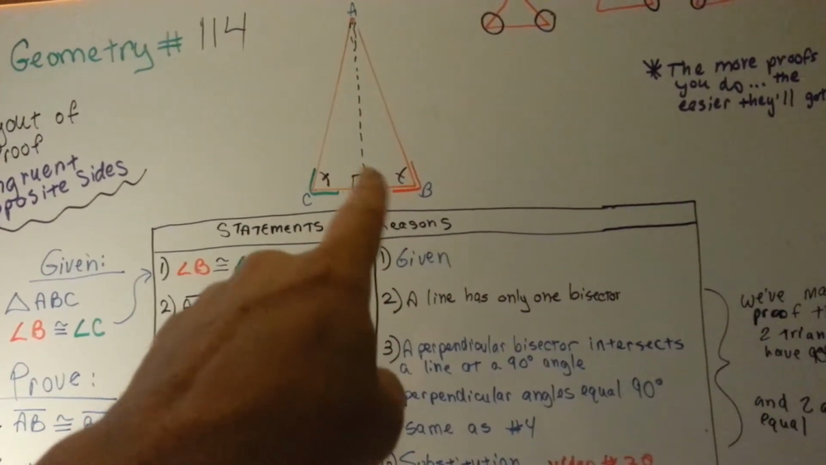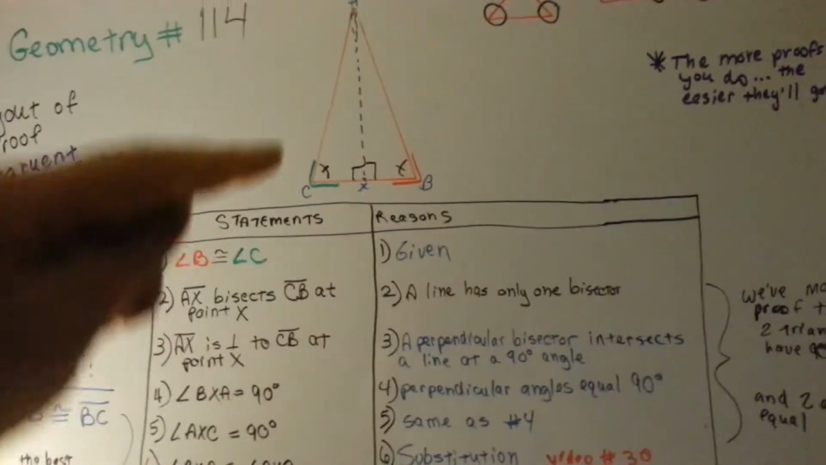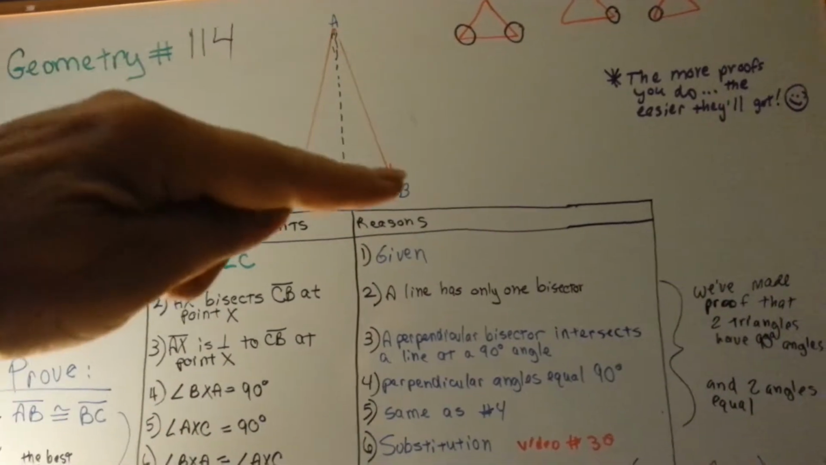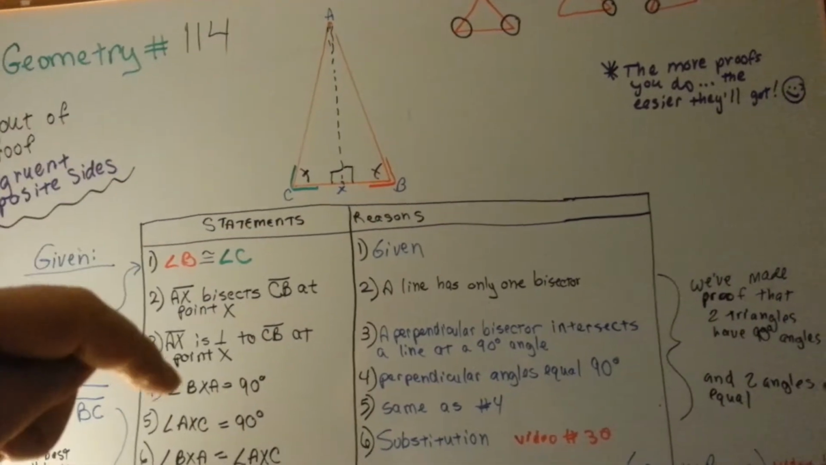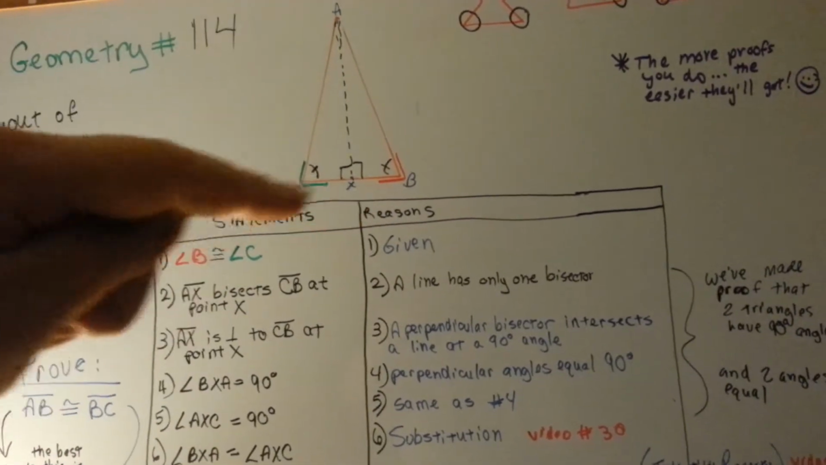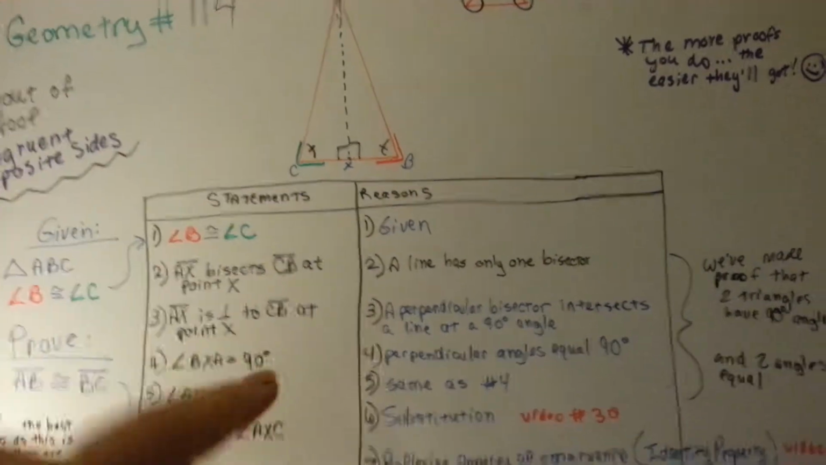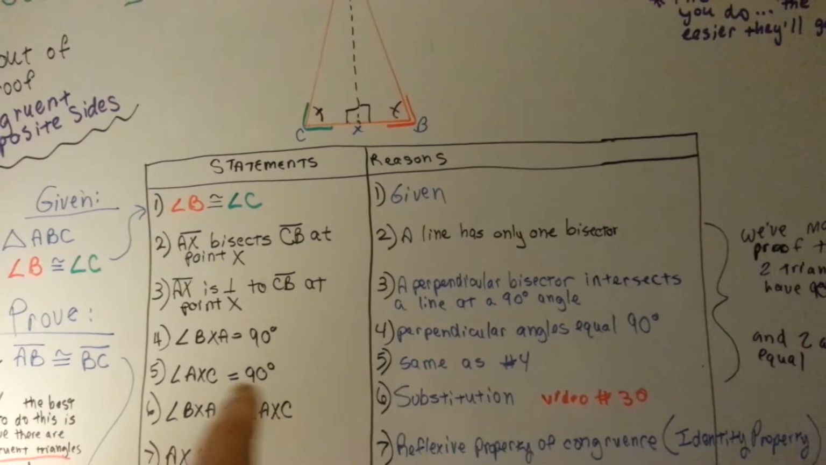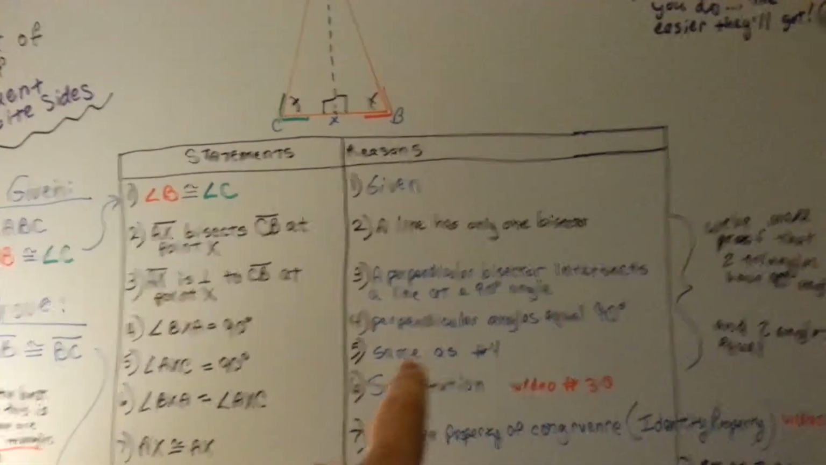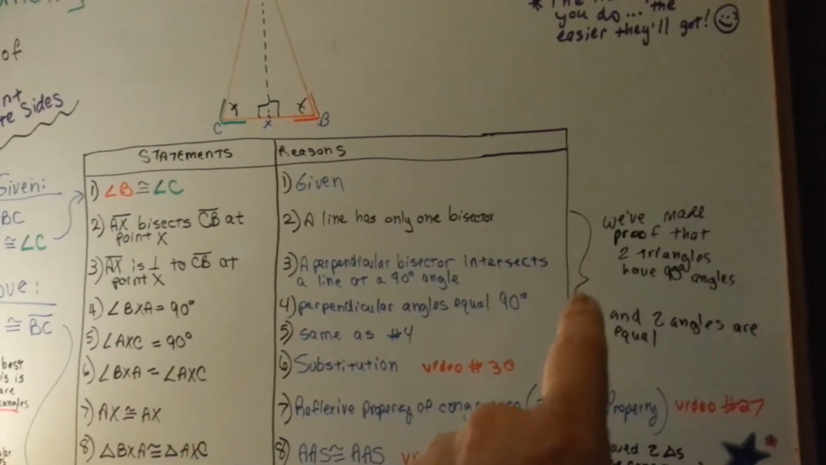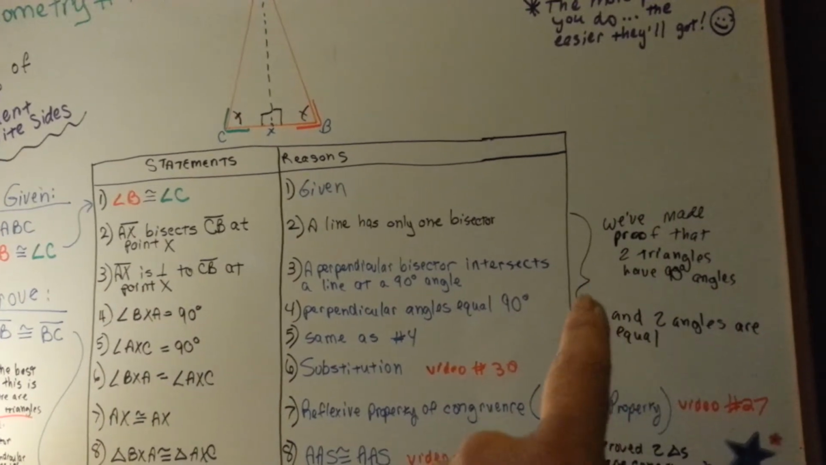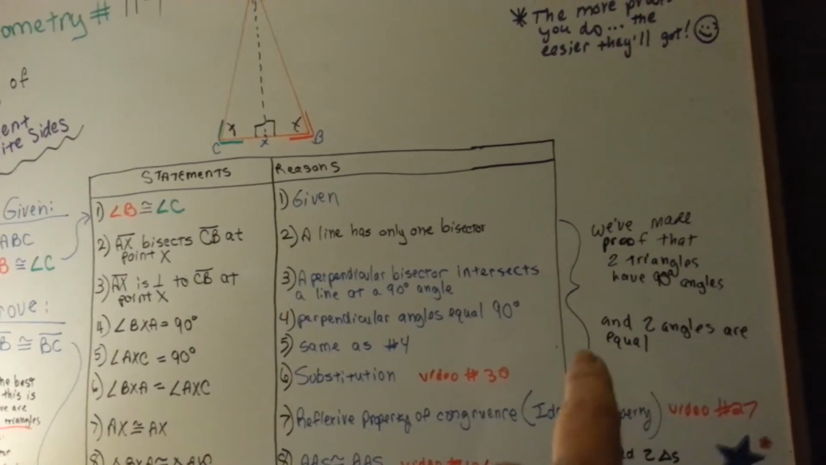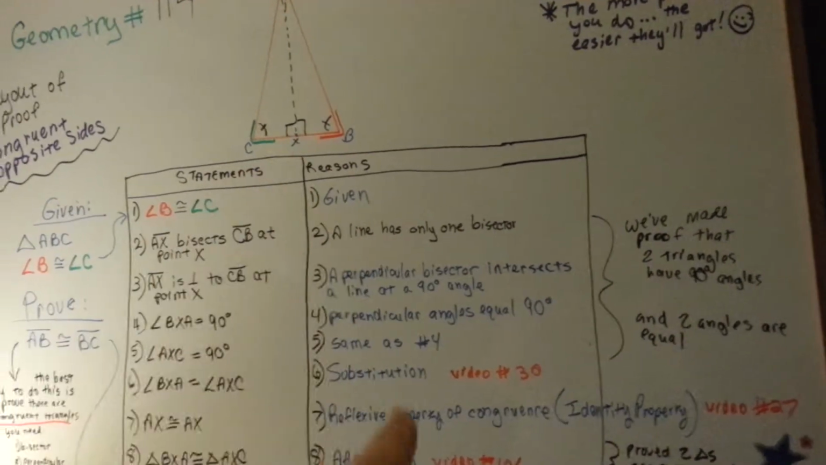So now we've proven that there's 90-degree angles there, which means we can do number 4 and number 5, that BXA is 90 degrees, and AXC is 90 degrees, okay? Our reasoning is perpendicular angles equal 90 degrees, and then number 5 is same as number 4, okay? So now look. Here's what's happened. We've made proof that two triangles have 90-degree angles from where they're bisected, and we've proven that the two angles are equal, okay?